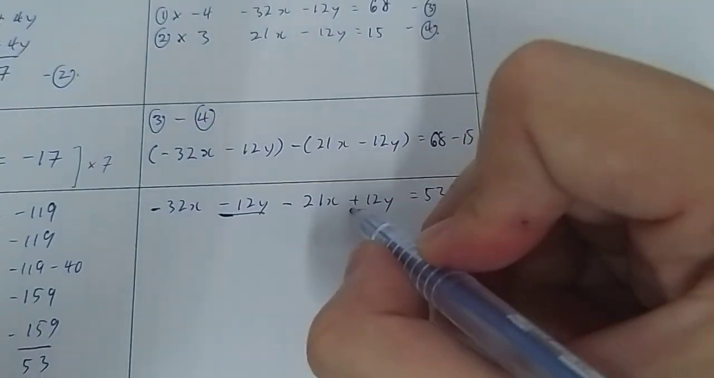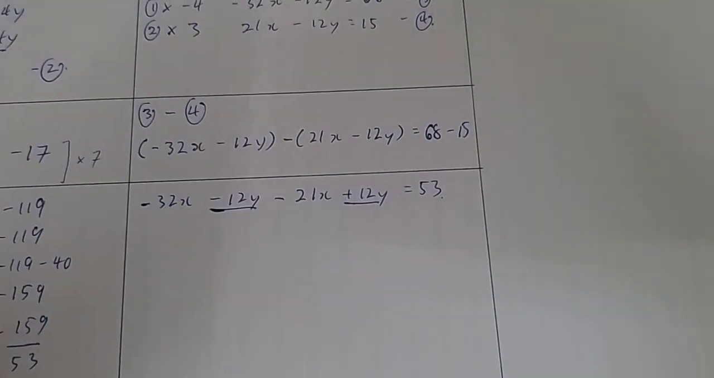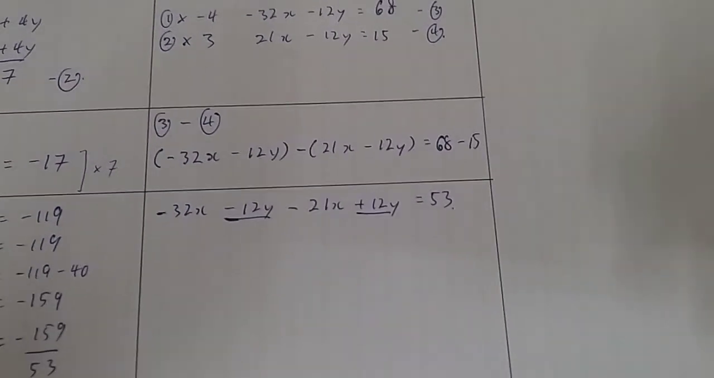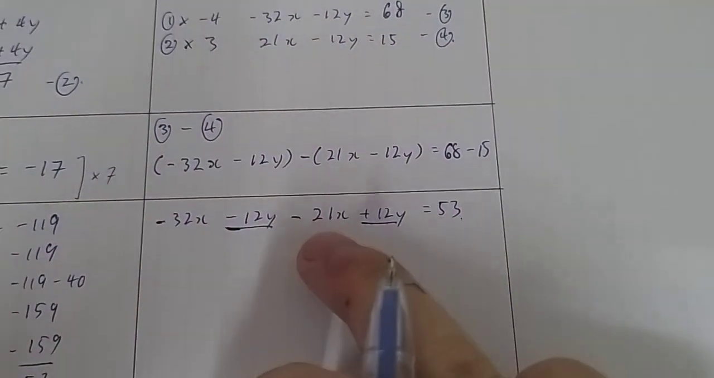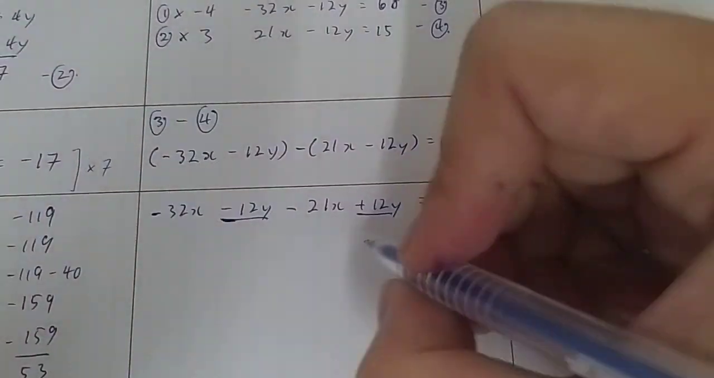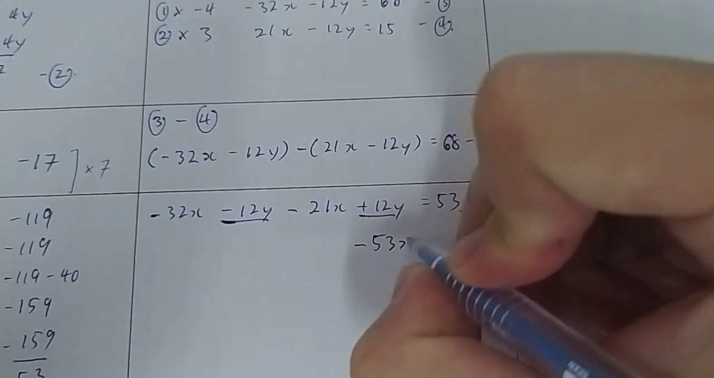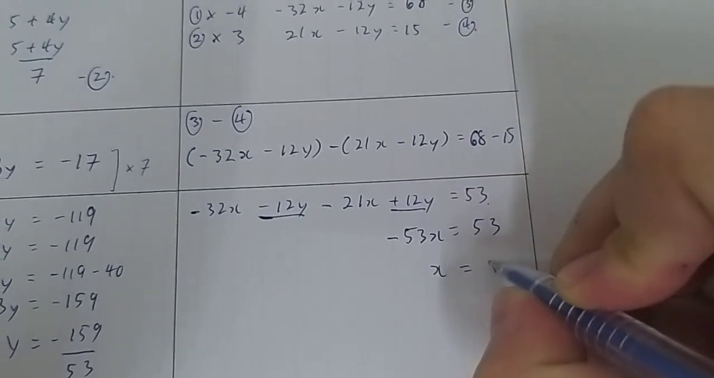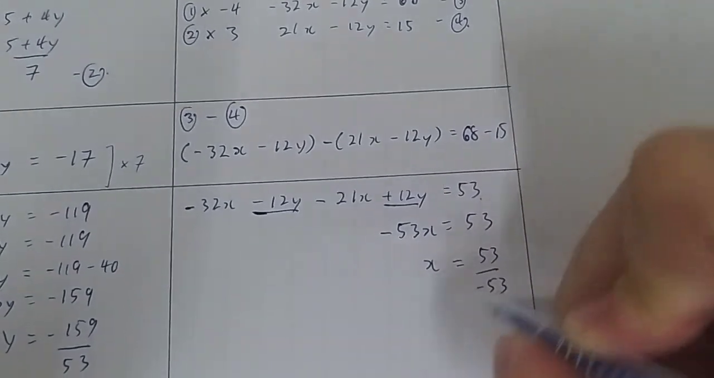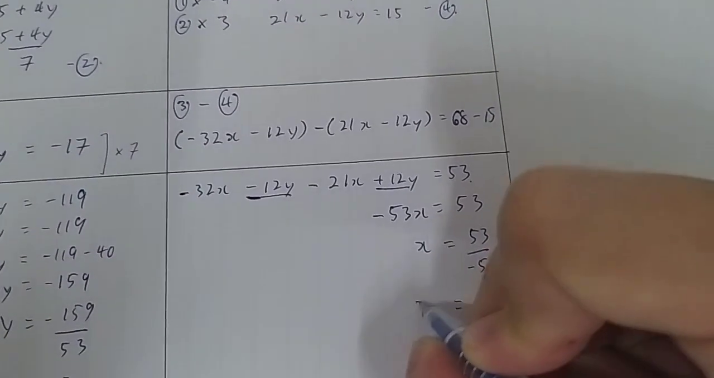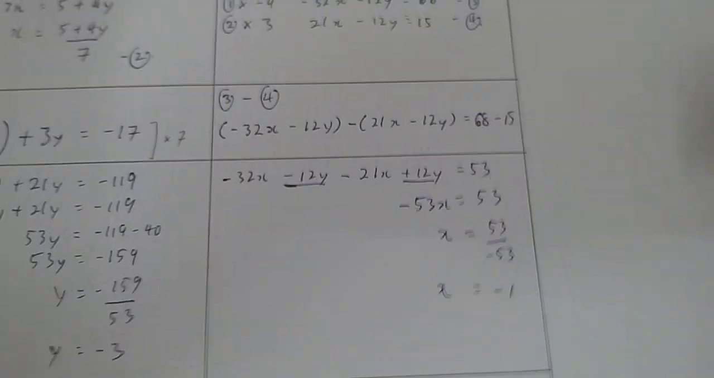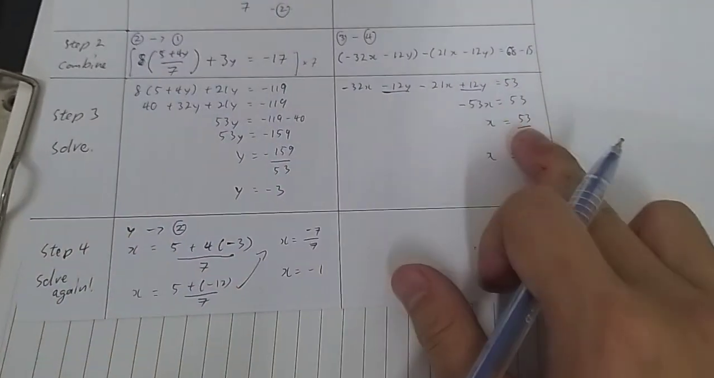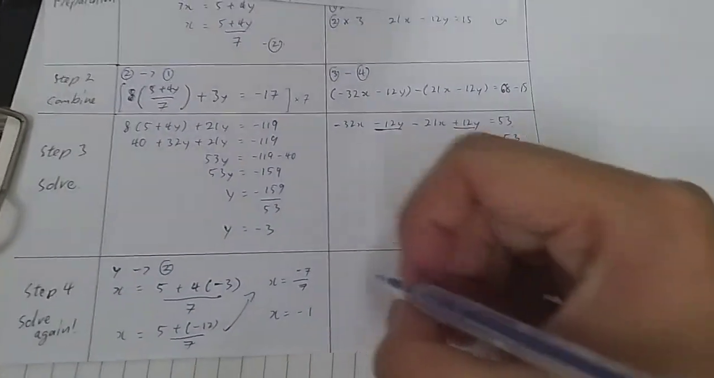So solving it, minus 12y plus 12y, we get 0. So negative 32x minus 21x, what do we get? Negative 53x equals 53. So x equals 53 over negative 53, which equals negative 1. This is x. Then we solve again because we found x already. We need to find y now.